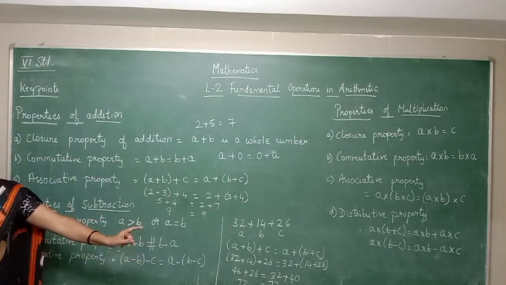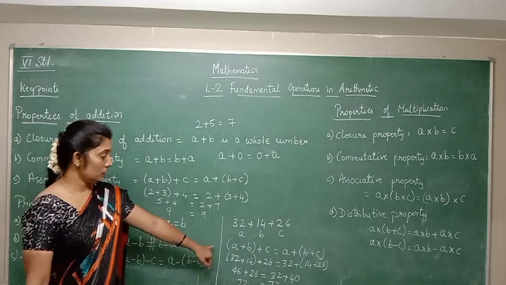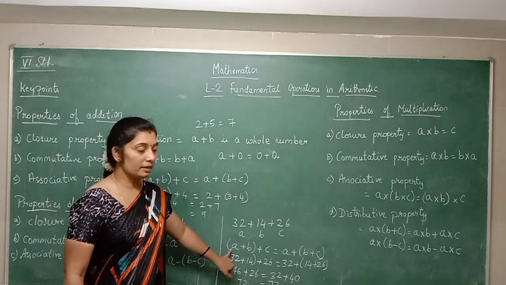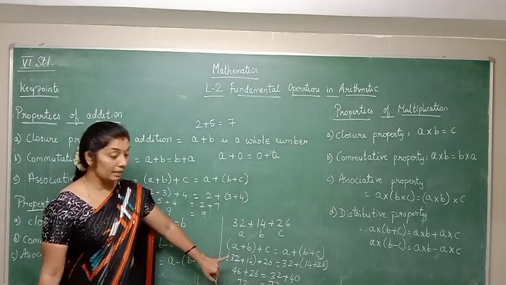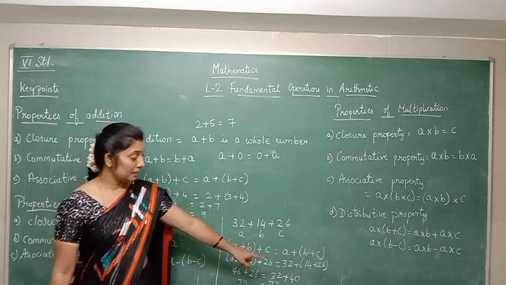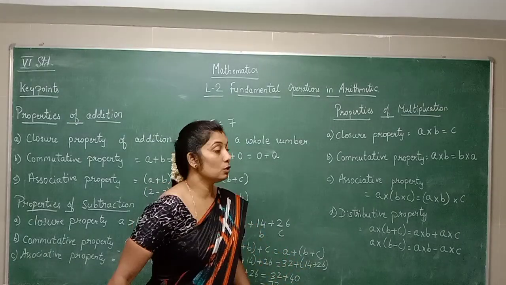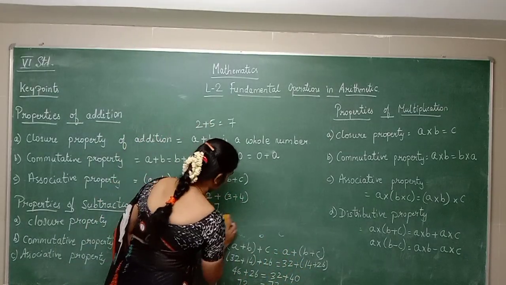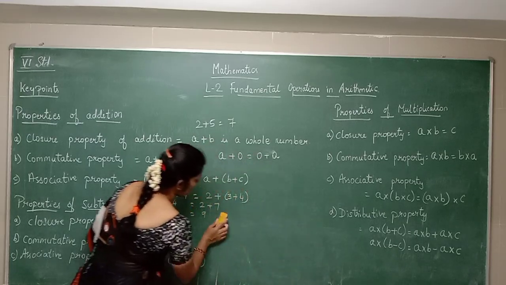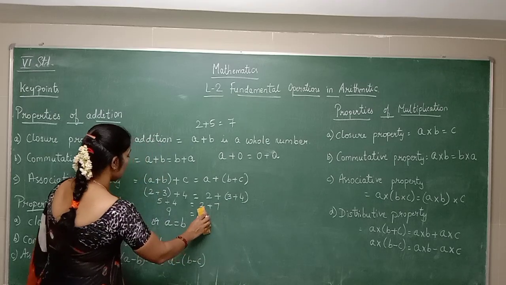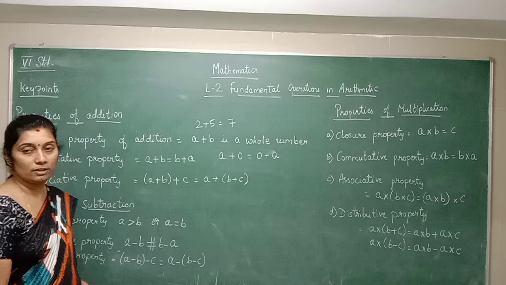So when you solve this way, you understood how to do this using the associative property of addition. See, taking the numbers in the bracket, here you are adding first 32 and 14, but here you are adding 14 plus 26. This is called the associative property of addition. So that is what I said, you have to know the concept of properties. Then it will be easy to write your answers.